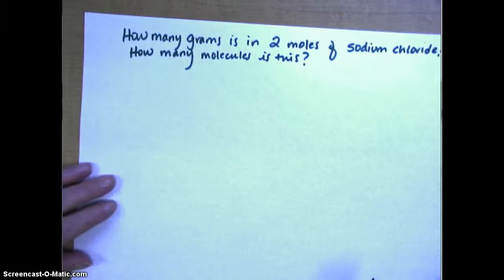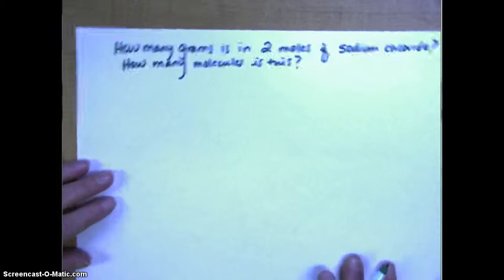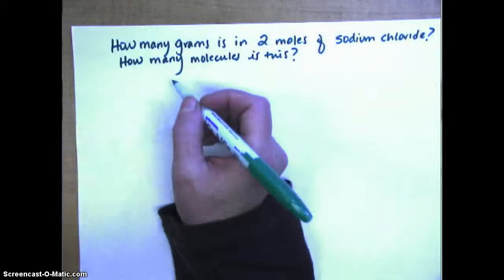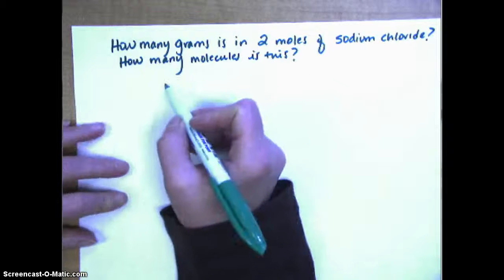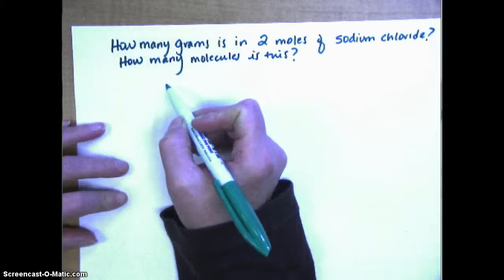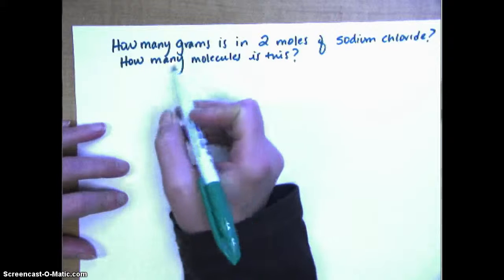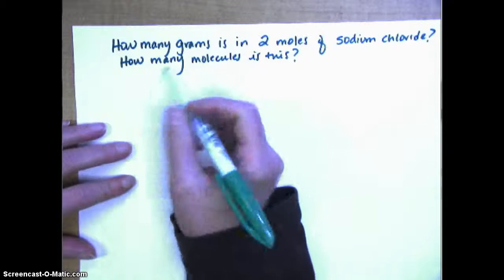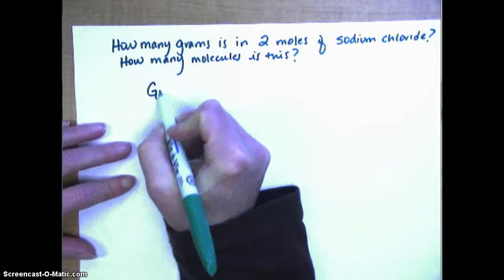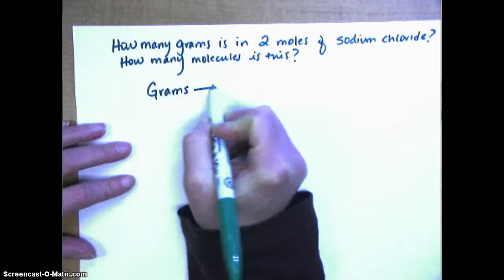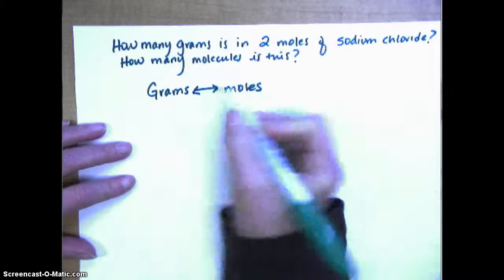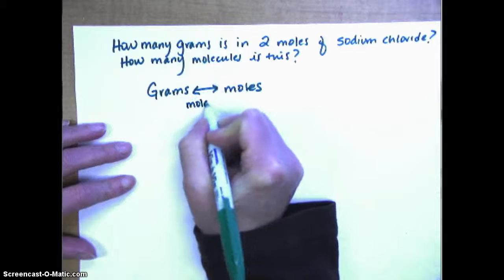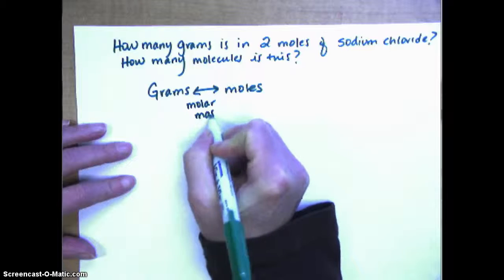So if we were given the challenge of determining how many grams are in 2 moles of sodium chloride and how many molecules this is, there's a handy chart that we can use that can help us navigate through the process. So if we are converting from grams to moles, or from moles to grams, we're going to use the molar mass of that substance.